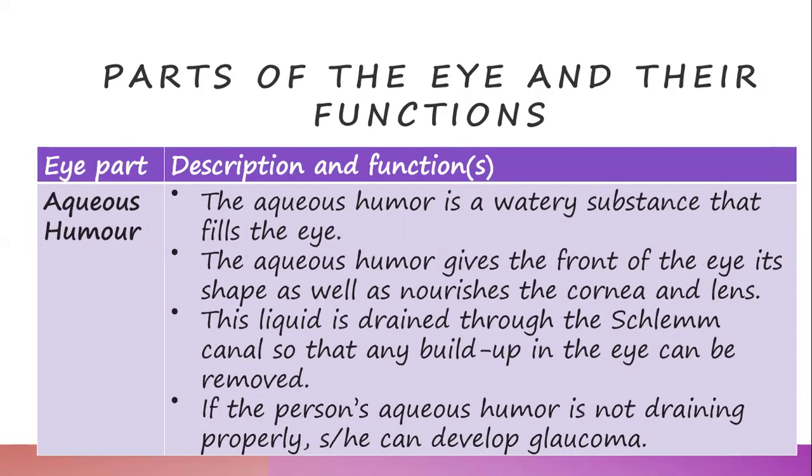The other part is the aqueous humor. The aqueous humor is the watery substance that fills the eye. The aqueous humor gives the front of the eye its shape as well as nourishes the cornea and the lens. This liquid is drained through the Schlemm's canal so that any buildup in the eye can be removed. Now, if a person's aqueous humor is not drained properly, he or she can develop glaucoma.